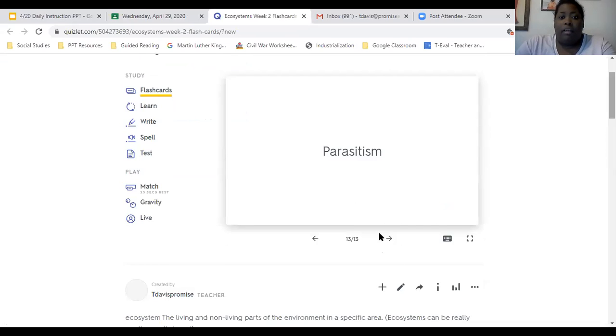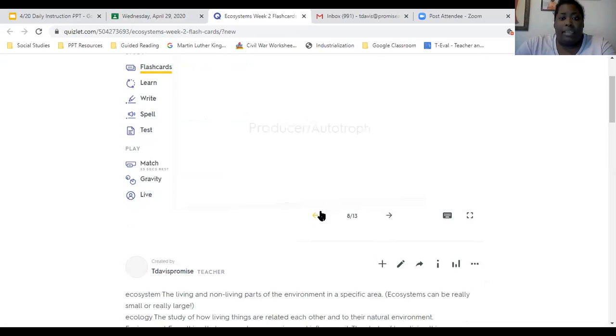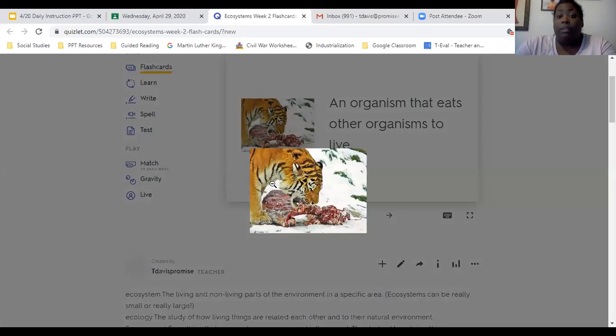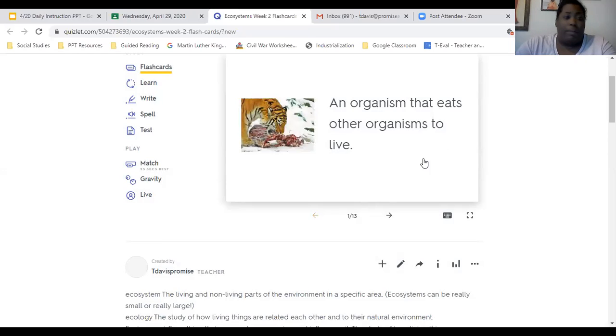All right, so our first word, I'm going to go back to the beginning. Our first word is predator. And a predator is an organism that eats other organisms to live. The tiger, like I said, most big cats in any ecosystem is the apex predator. It is the top predator without a predator. The only thing that would be after the apex predator would probably be a detritivore, a decomposer, a scavenger, something to eat off of its dead carcass after it's died.